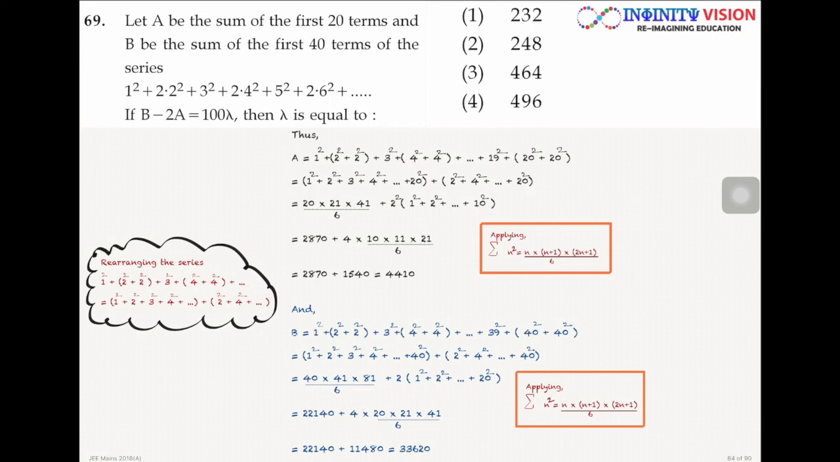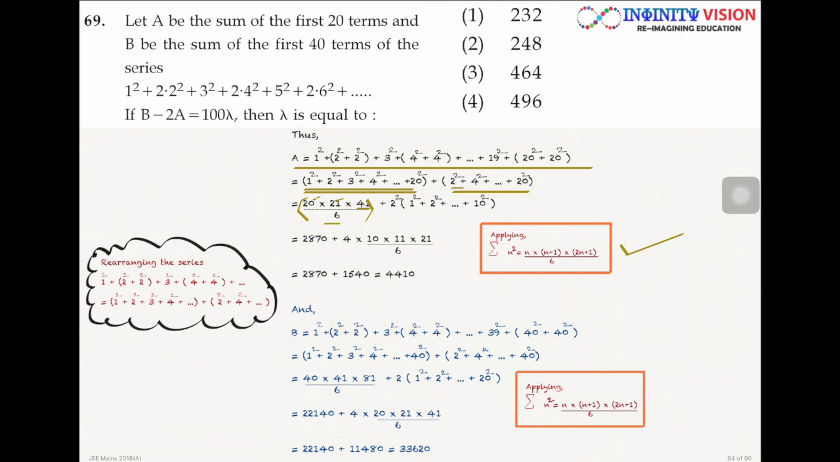So coming to the detailed solution part, A is 1 square plus 2 square plus 3 square up to 20 square plus 2 square plus 4 square up to 20 square, as we have already understood. Now we know this is the sum of the first 20 squares. We can apply this result, sigma n square is n into n plus 1 into 2n plus 1 by 6. So with n equal to 20, we get 20 into 21 into 41 by 6.